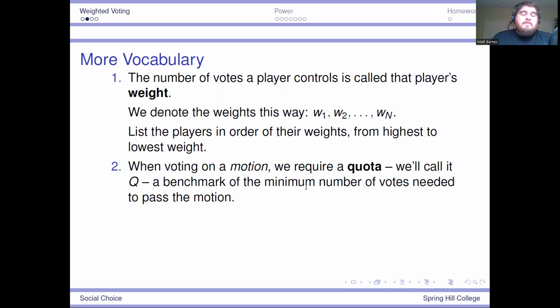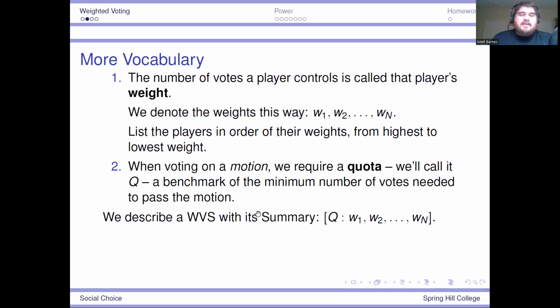Right. And the main thing we're looking for here is how many votes do we need in order to pass a motion? Right. So we'll call that our quota. It's the minimum number of votes we need to actually pass the motion. Now, the way we can describe this is actually pretty simple. We're going to list our players in order like we did of their weights. So we're actually not going to put the player there. We're not going to say player one, player two, because since they're in order, we kind of know this is the first one, this is the second. We're just going to list their weights out. And then we're going to put our quota over here. So the whole thing will go in these brackets.